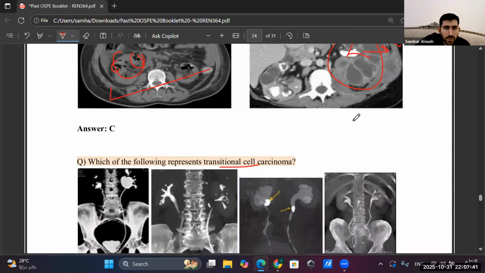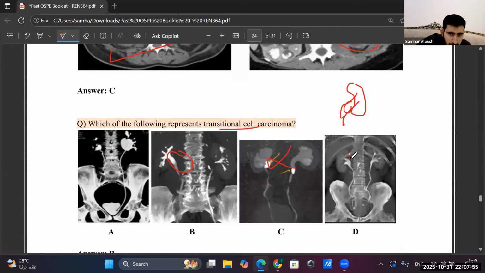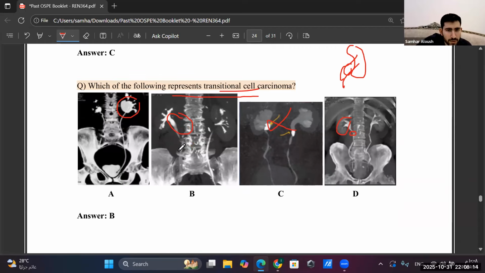Which of the following represents transitional cell carcinoma? We said transitional cell carcinoma is the one that has pelvis carcinoma. So it will cause the pelvis to be enlarged and obstructed. So it's definitely this one. This one is a stone, so you will not choose it. This is hydronephrosis, yes, but it's due to obstruction because it's very thin. You can't choose it. Transitional cell carcinoma causes obstruction due to enlargement of the renal pelvis because it has a mass in it. And this one is a renal parenchymal tumor, where the kidney itself is enlarged, like renal cell carcinoma. So it's definitely B.